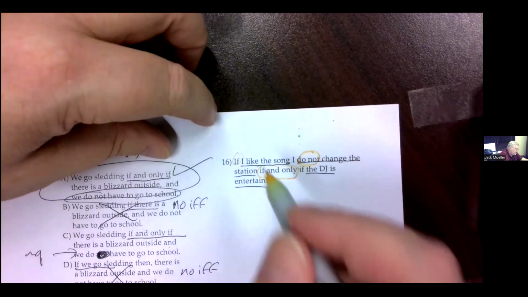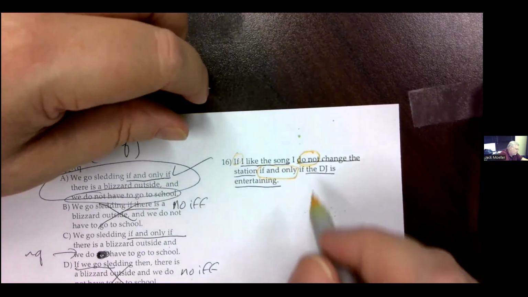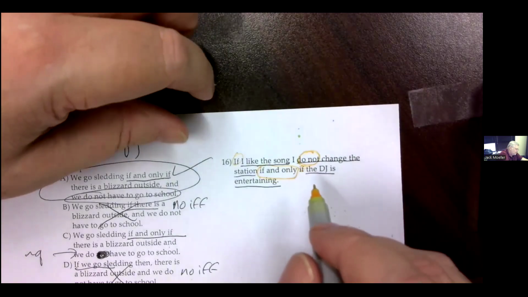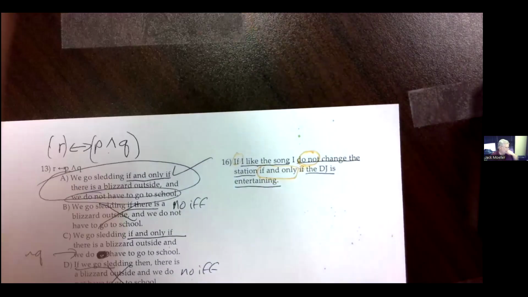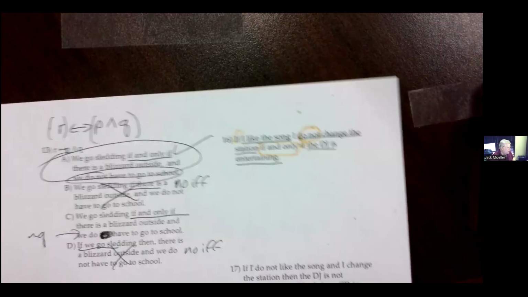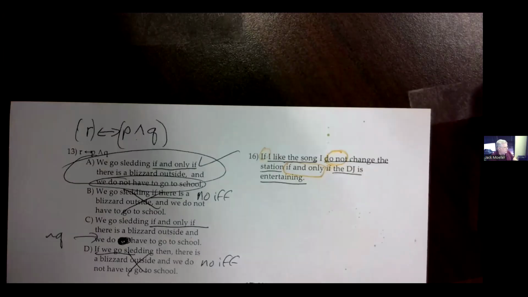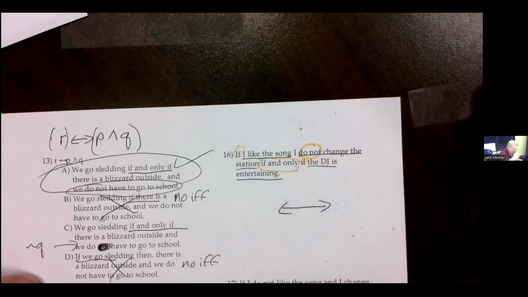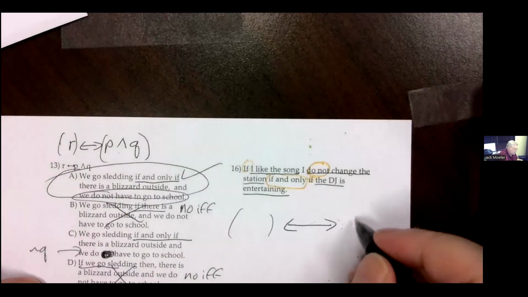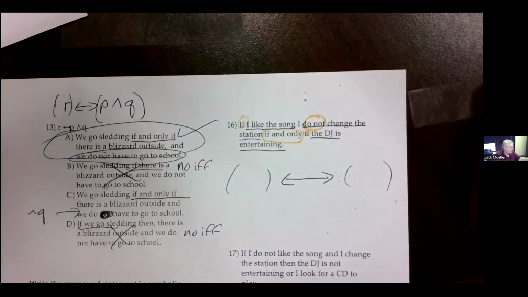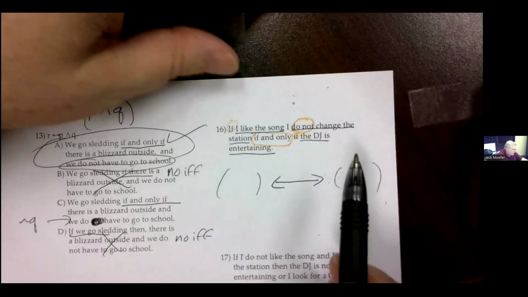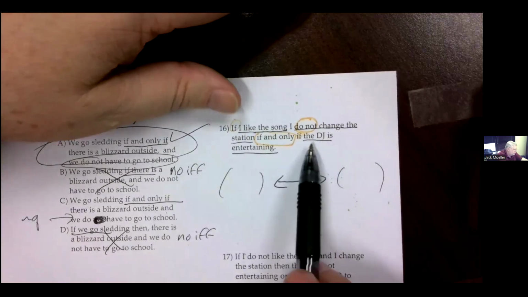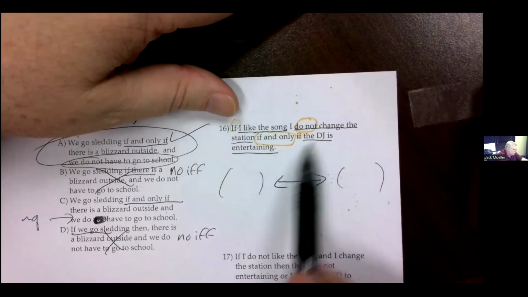And then, okay. So there's an if and only if, and then there's ifs outside of that. Okay, so this one's going to get messy. But which one is the most important? Biconditionals are always the most important over conditionals, over anything. Okay, you put parentheses before and after the if and only if. Okay, so let's start with after, because that's the shorter one.